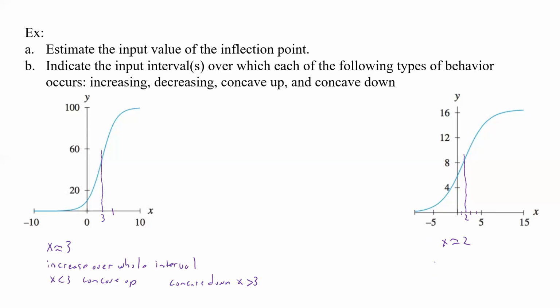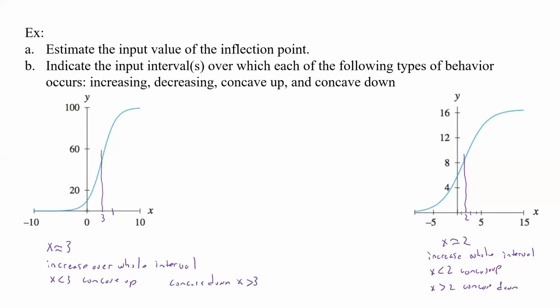So again, it's increasing over the whole interval. Now it's concave up from basically less than 2. So x less than 2 is concave up, and x greater than 2 is concave down. Okay, and so that's how these work.